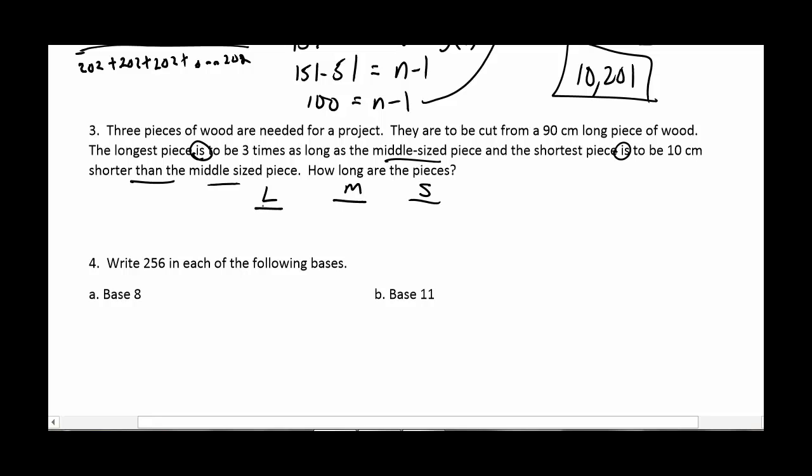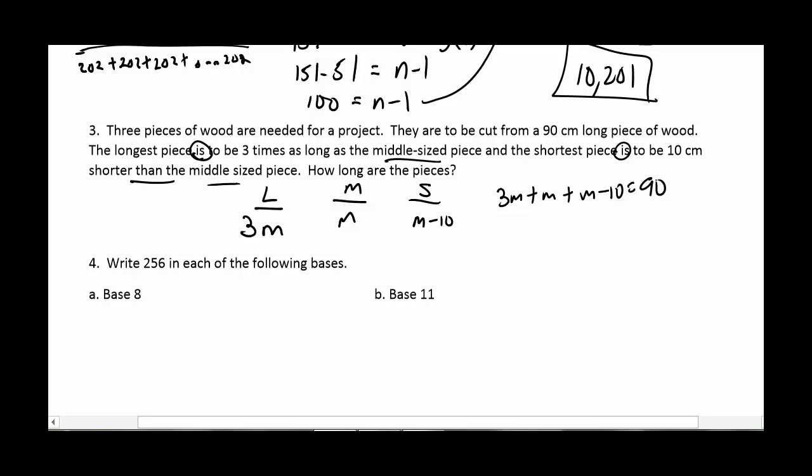Alright, so what do we know? We know that the longest is 3 times the middle piece, so that's 3 times the middle, and the shortest is 10 centimeters shorter than the middle. So the middle minus 10. The middle is just the middle, since everything else happens to be in terms of it. Well, what do we know about those 3 things? Those 3 things have to add up to 90.